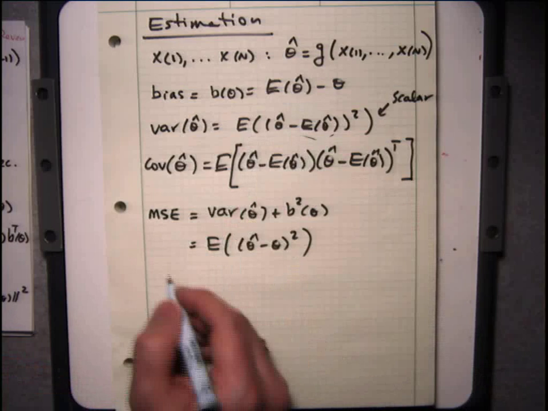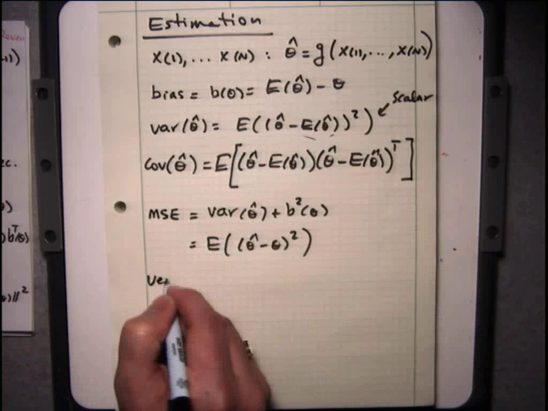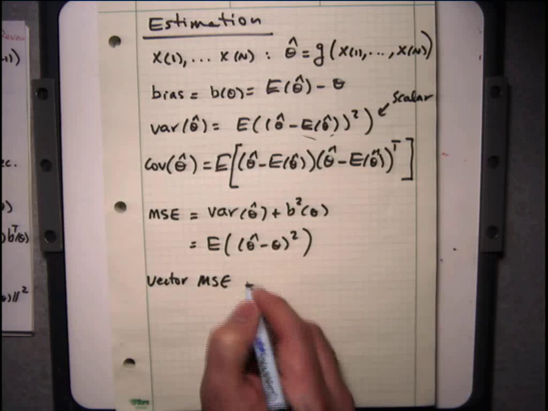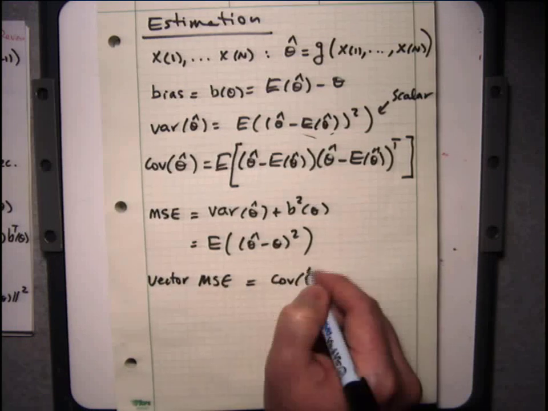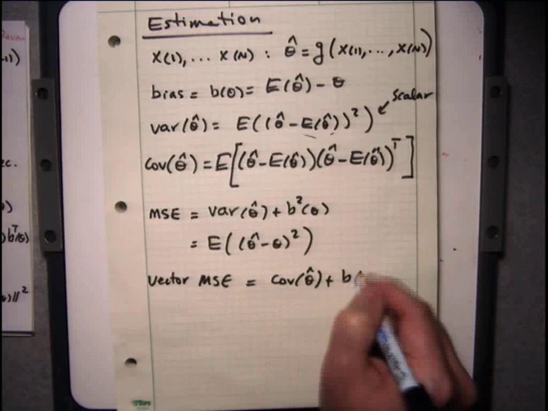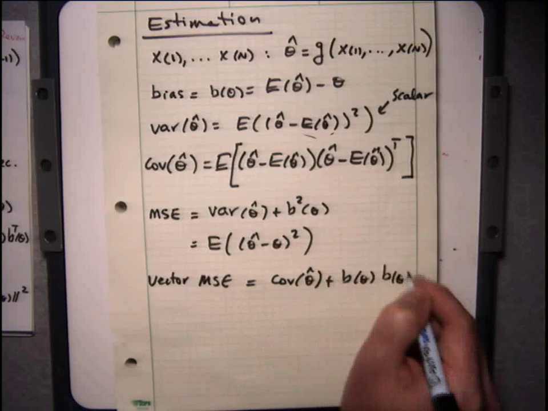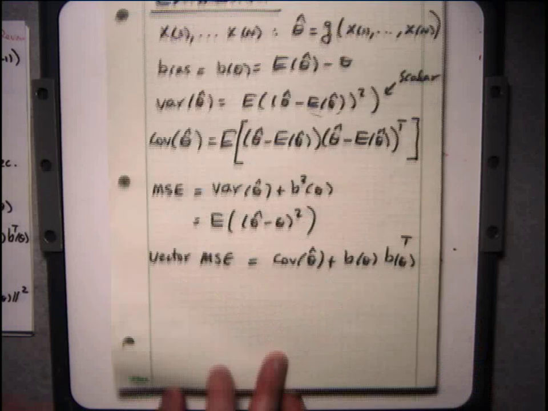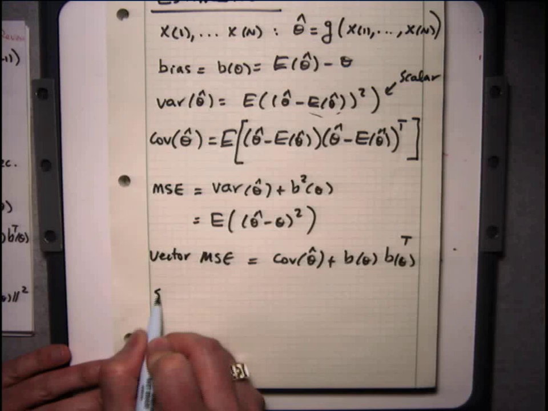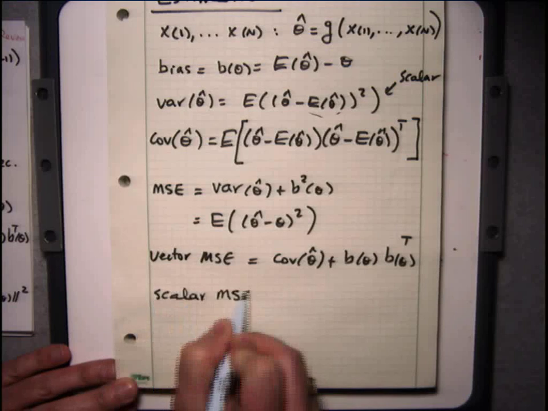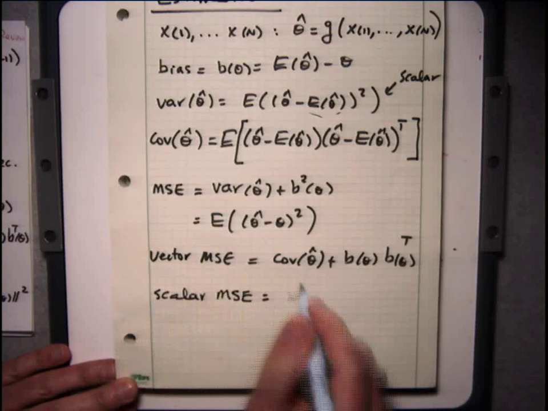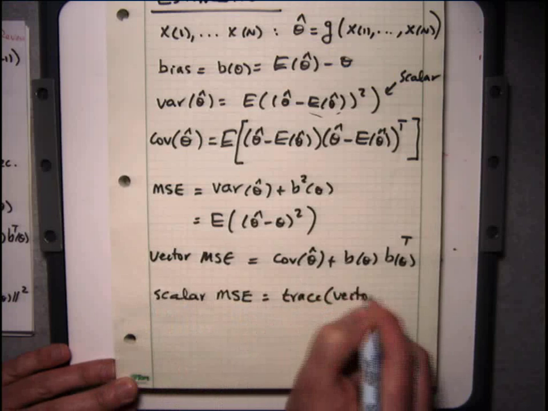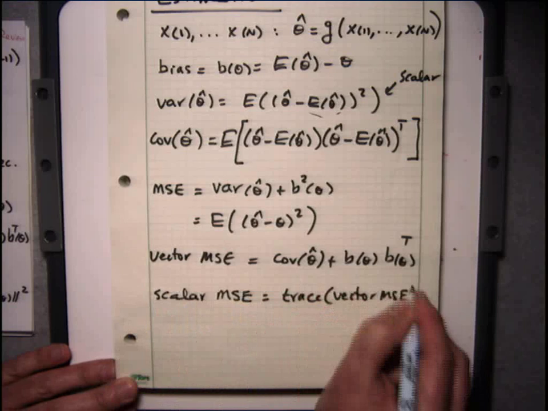And for the vector case, the mean squared error matrix, as we might call it, is the covariance of theta hat plus the outer product of the bias vectors, or the bias vector. And for the vector case, we can also define a scalar mean squared error, which is the trace of the vector mean squared error matrix.